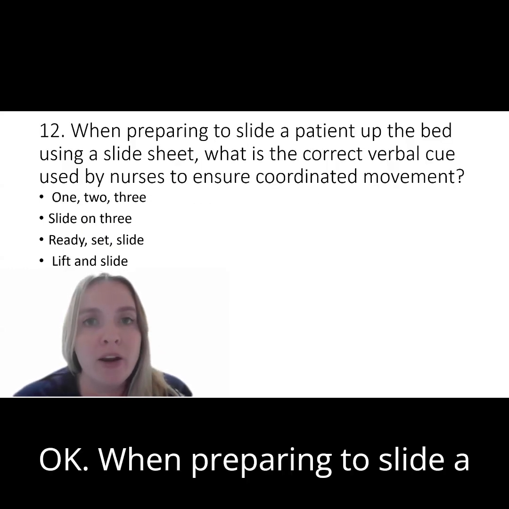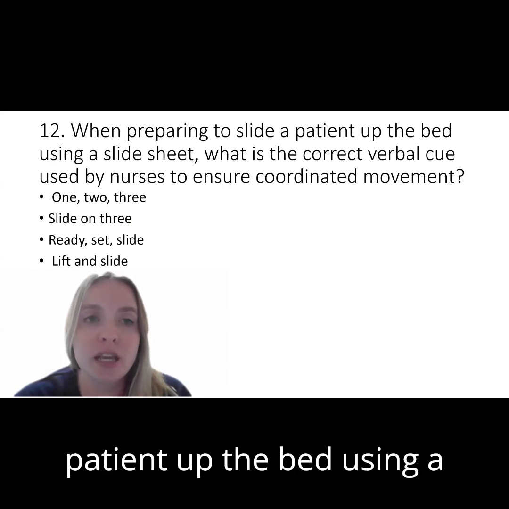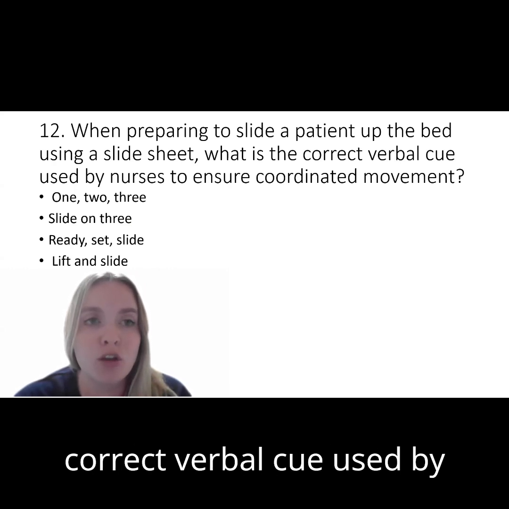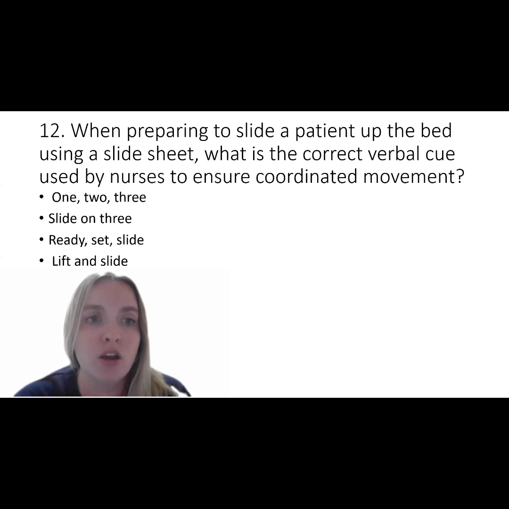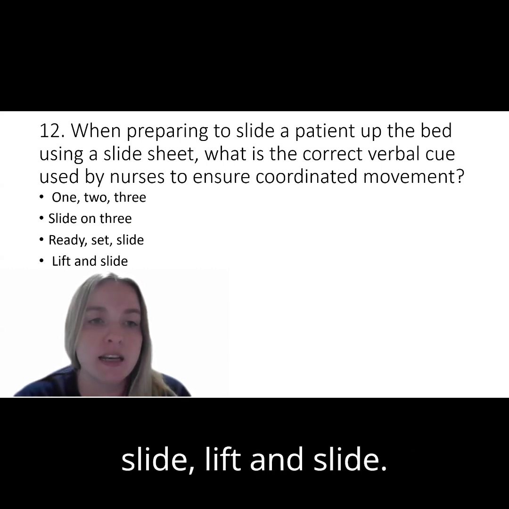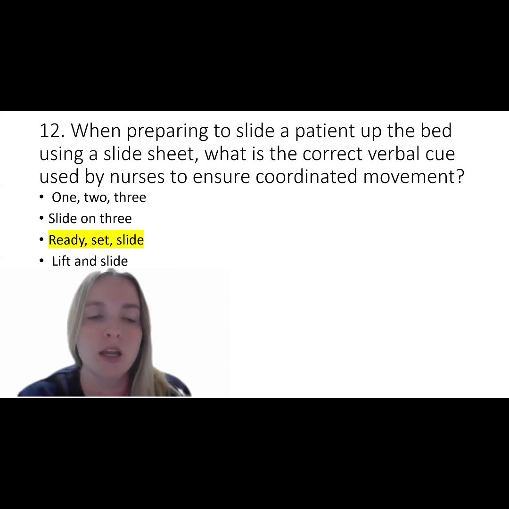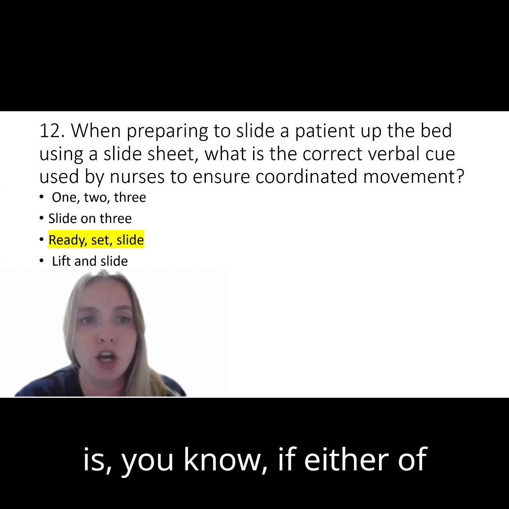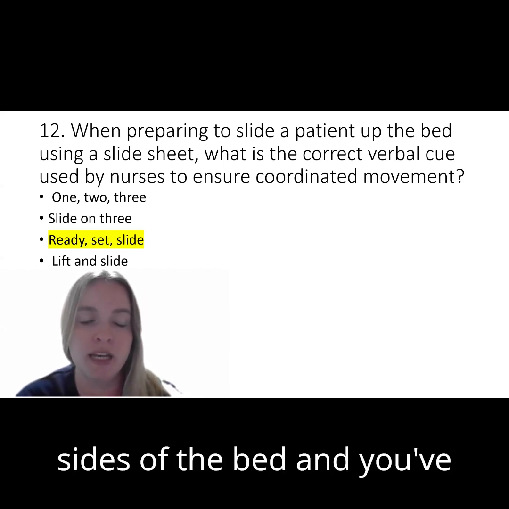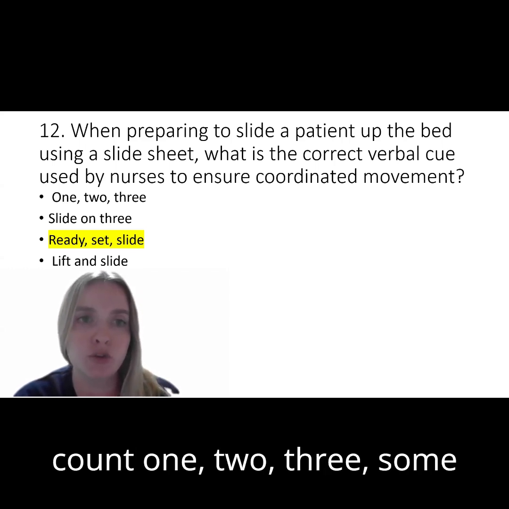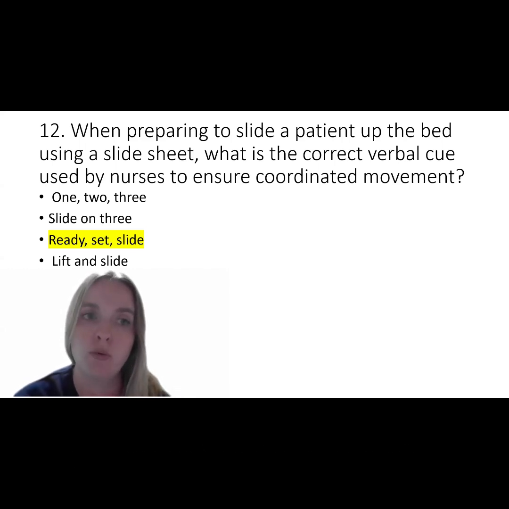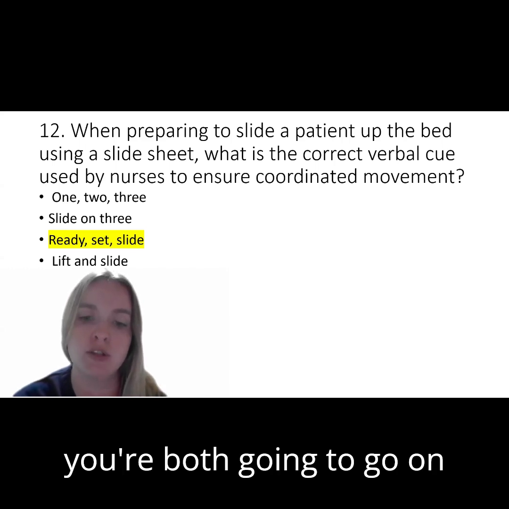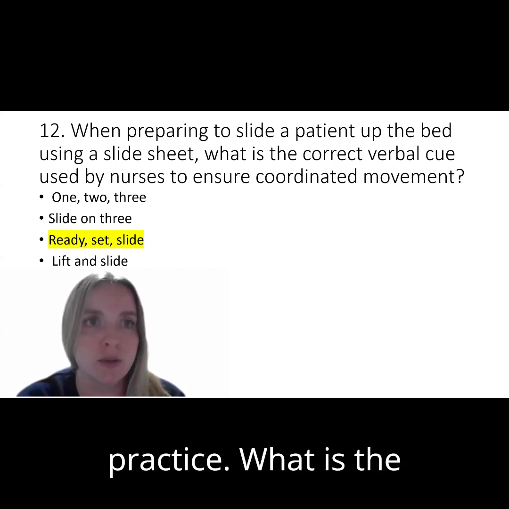Okay. When preparing to slide a patient up the bed using a slide sheet, what is the correct verbal cue used by nurses to ensure coordinated movement? 1, 2, 3, slide on 3. Ready, set, slide. Lift and slide. So this is ready, set, slide. So the rationale behind this is, if either of you are standing on other sides of the bed and you've got the slide sheet, if you count 1, 2, 3, some people go on 3 and some people go just after 3. Some people might go on 2, whereas with ready, set, slide, you're both going to go on slide. So that is best practice.